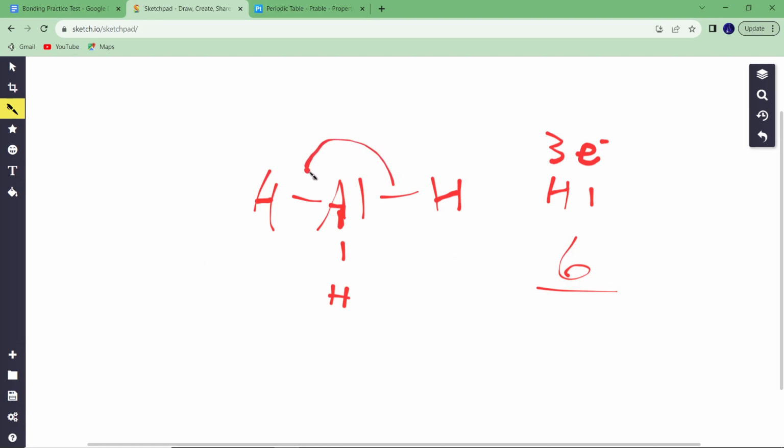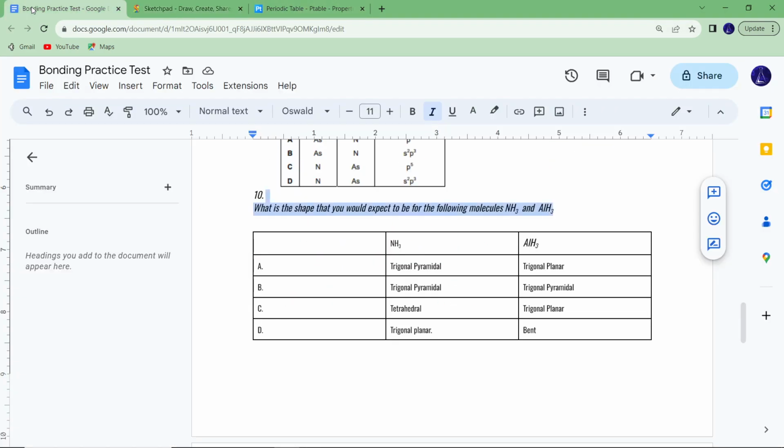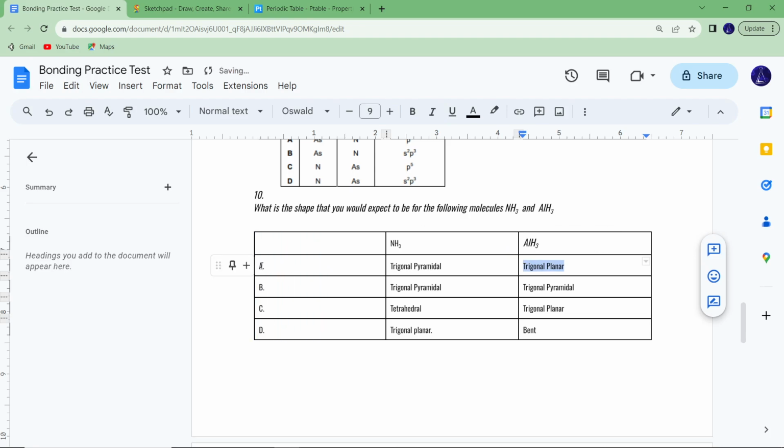Because we've used up all 6 of our electrons, we know that this is what it is, and we take a look and say, all right, we have 6 electrons, no lone pairs. We know that they're going to spread out in a circle as far as they can. That's going to be 120 degrees. That's going to be trigonal planar because they're all spreading out and they're all in the same plane. Therefore, A is going to be our answer right away.